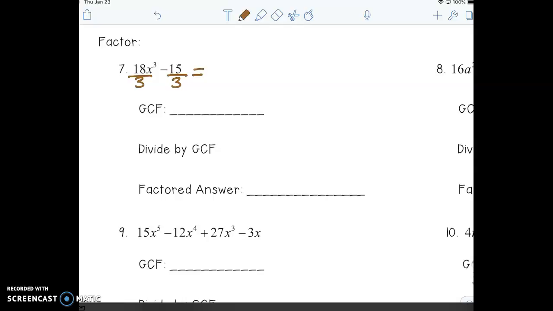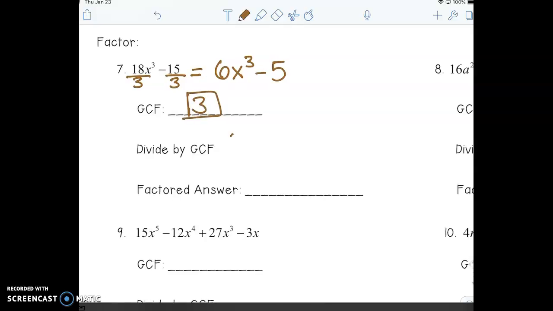18 divided by 3 gives me 6. x cubed. Notice they don't have any x's in common because the second one doesn't have x's. 15 divided by 3 gives me 5, and it's negative. So my GCF was 3. When I divided by a GCF, I got 6x cubed minus 5. So my factored answer looks like 3 times 6x cubed minus 5. Okay, let's keep going.